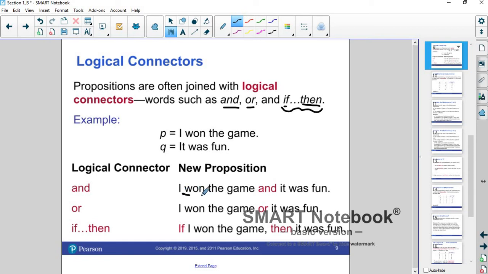So, I won the game is one statement. It was fun is a second statement, and putting them together with a connective, and, or, if then, makes a new proposition. And the truth value of this new proposition depends on the truth value of these individual ones. So that's what we're going to have to walk through and talk about. How do we determine this?